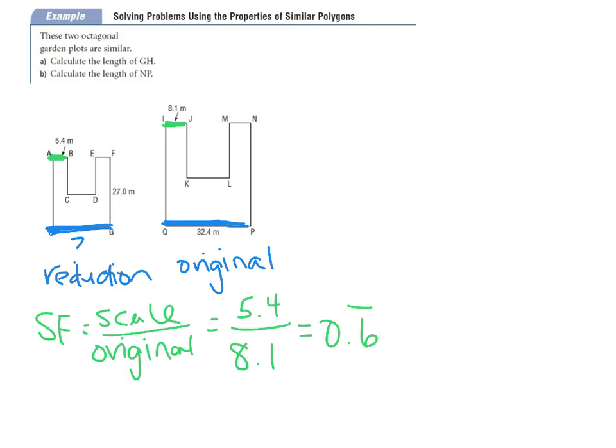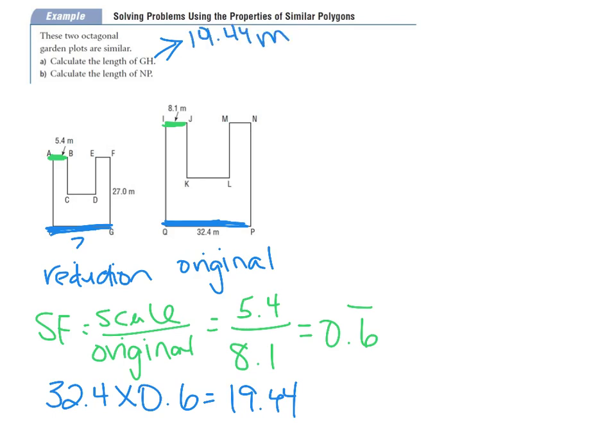So now we can use that scale factor to figure out the size of the reduction. All we're going to do is multiply the scale factor times the side that we know. So 32.4 times 0.6, because we're just going to take this side and make it 0.6 of what it was before, just like we did here. So 32.4 times 0.6 equals 19.44. So side GH is 19.44 meters. So that was pretty easy.